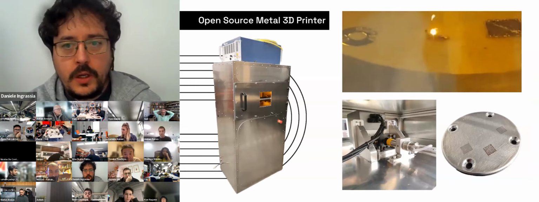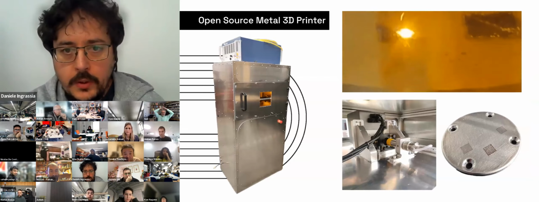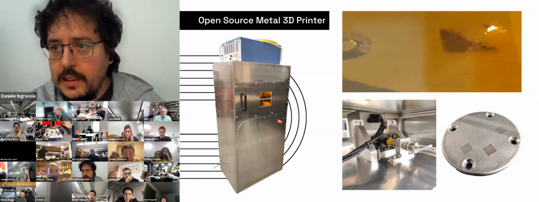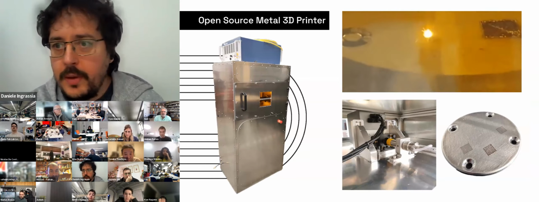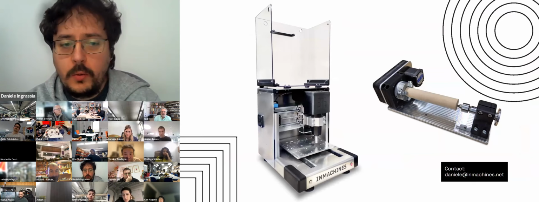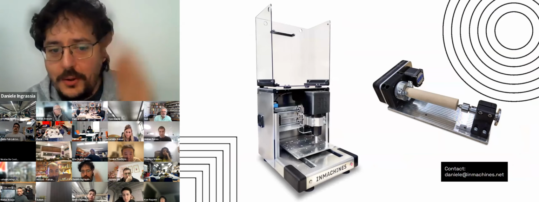And last but not least, we are working on a metal 3D printer, which is still a rough prototype at the moment. At this moment, we are able to print with stainless steel by using a fiber laser source. And so we will soon finally go on the market, after all, this year.